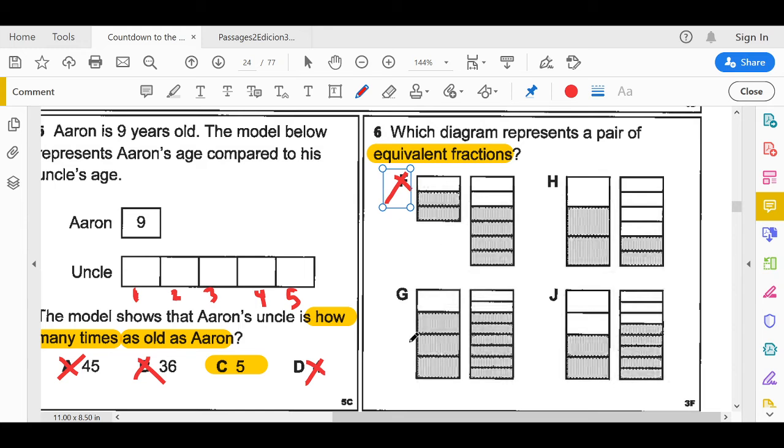Now in the other options, what we have to do is we're going to use the butterfly method to compare the fractions. Right here we have 3 shaded out of 4 in total, so 3/4. And on this side we have 1, 2, 3, 4, 5, 6 shaded out of 8 in total. Remember, butterfly method, I'm going to multiply 3 times 8. So 3 times 8 right here is a cross multiplication. That is 24.